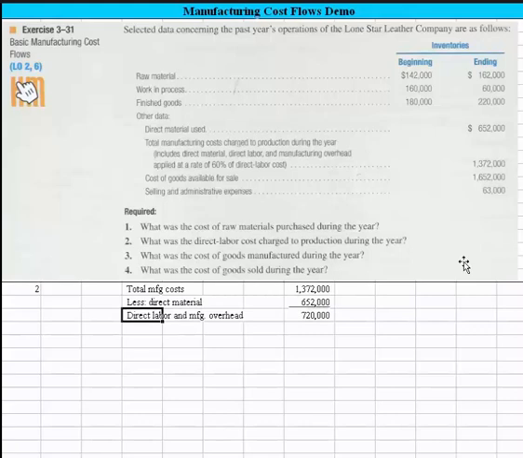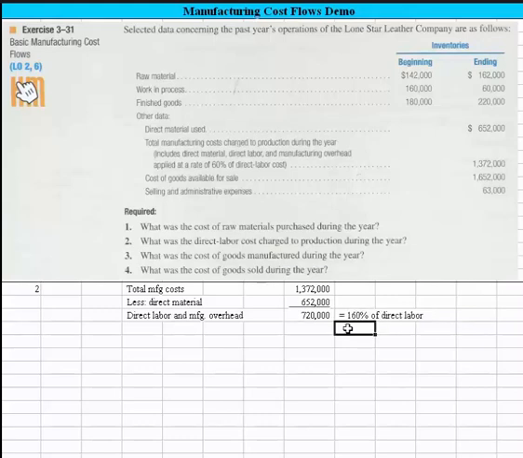Now, what does that 720,000 represent? It represents direct labor and manufacturing overhead, and we know that manufacturing overhead represents 60% of direct labor. So we know that that 720 really is equal to 160% of direct labor. Oh, it gives me an error because I put an equal sign, so let me turn it into a text string.